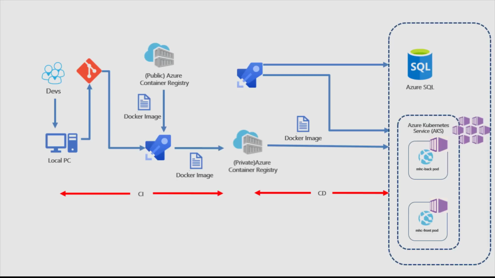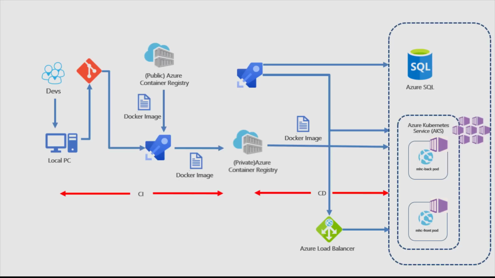Once the image is deployed to Azure Kubernetes Service, the web application will run on the front pod and the backend or the API will run on the backend pod. After that, the pipeline will create a load balancer, which will be along with the front pod.